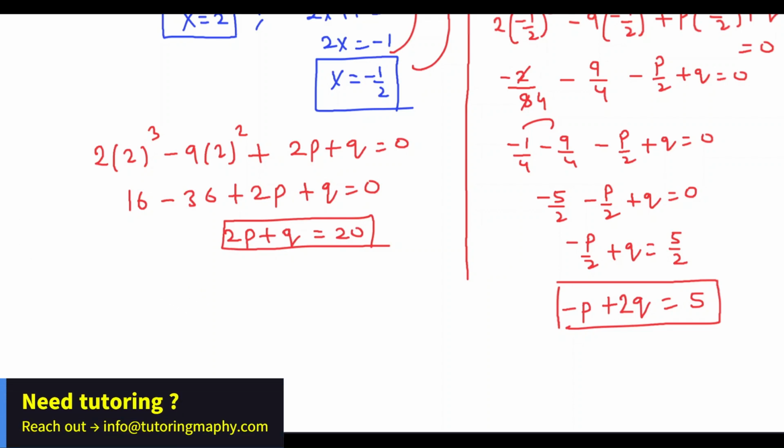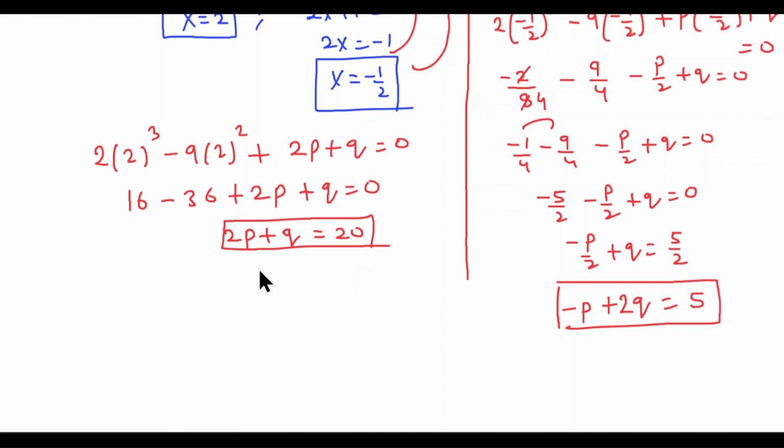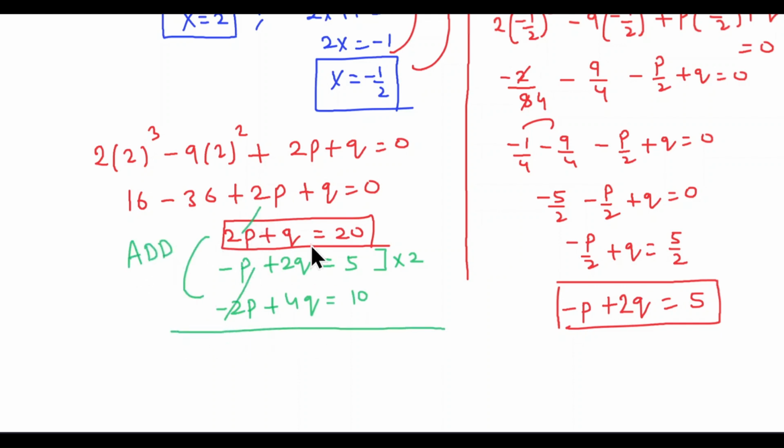So back to Algebra 1 things, where probably I will use elimination or substitution. Let's use elimination. So the other equation I'm just going to write right below this one and multiply this equation by 2. So this is going to look like negative 2p plus 4q is equal to 10. And then I'm going to add these two equations. So 2p minus 2p is 0. q plus 4q is 5q, and 20 plus 10 is 30. So q is equal to 6.